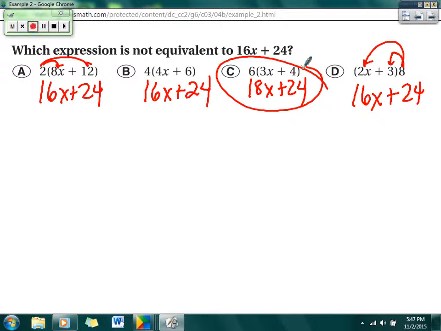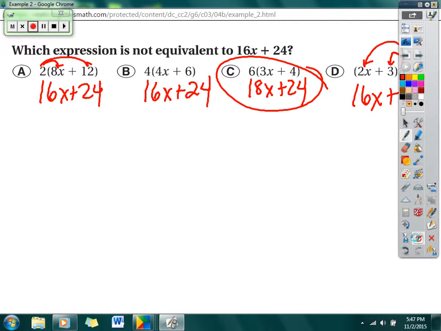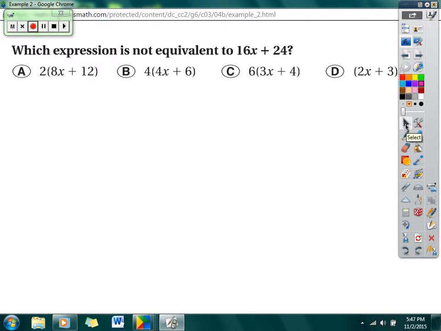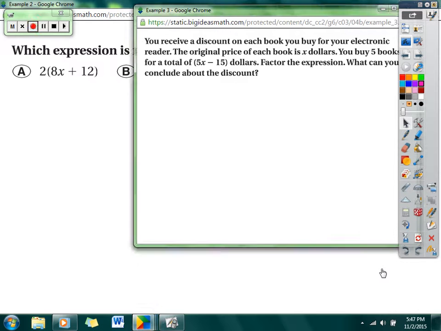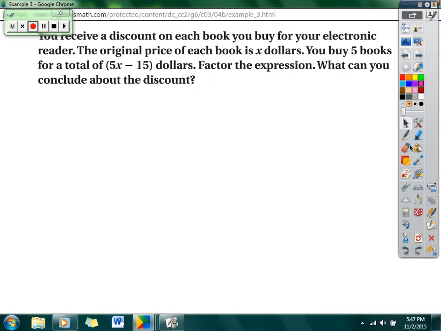Let's look at the next one. Example number 3. This is the last example that they have. Maybe I'll do a couple more examples with you. Let's see what they have here. This one says, you receive a discount on each book you buy for the electronic reader. The original price of each book is x dollars. You buy 5 books for a total of 5x minus $15. Factor the expression. What can you conclude about the discount?